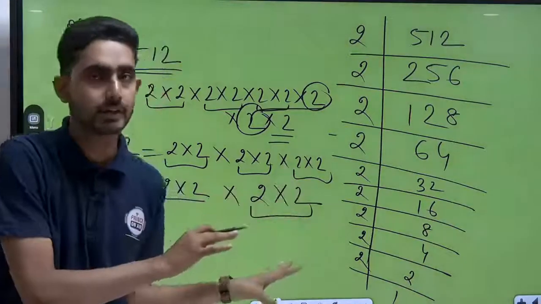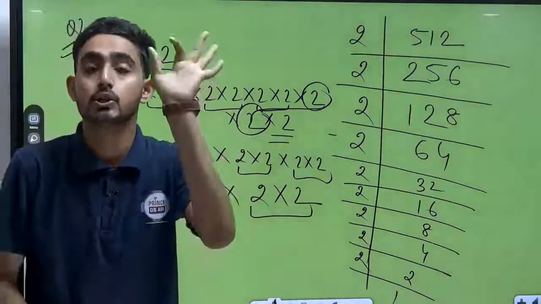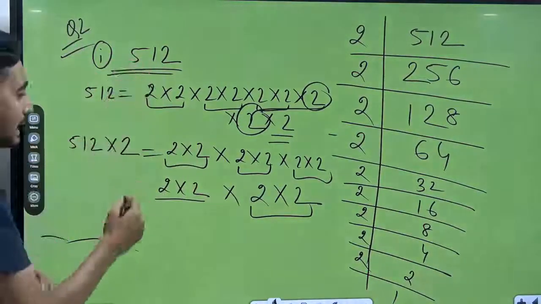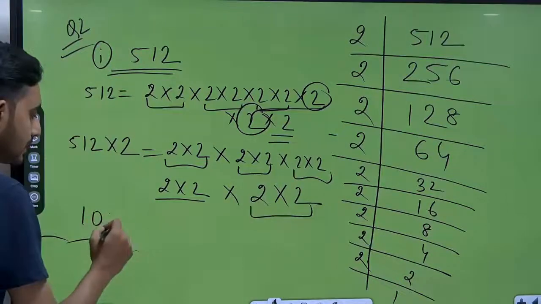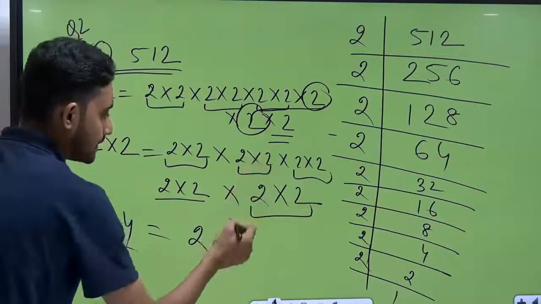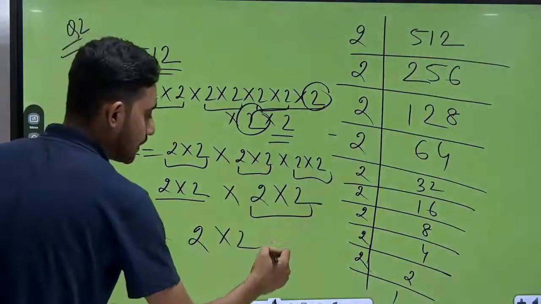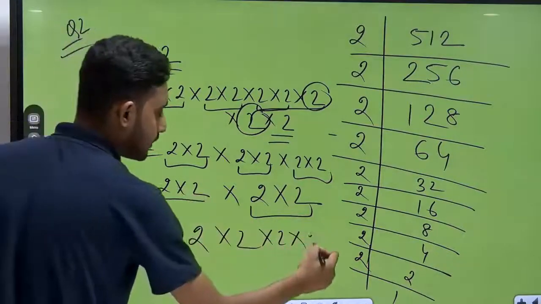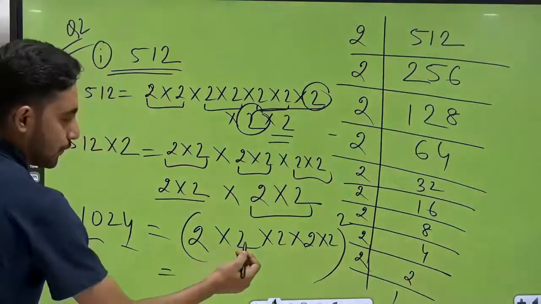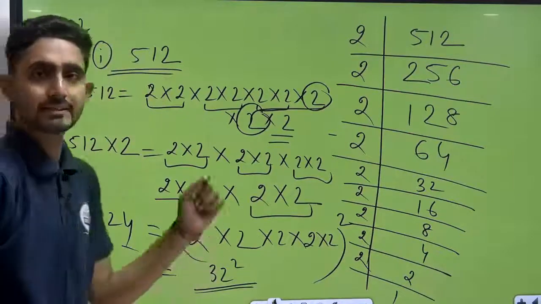You have to solve further, definitely, but what will the answer be? 2 is the smallest number. If you multiply with 512, then this will make 1024, and 1024 is the perfect square of which number? Let's see. 2 from this 2, 2 from this another 2, from this another 2, and last 2 whole square. So 2 2s are 4, 4 2s are 8, 8 2s are 16, 16 2s are 32 square. Done. So our answer will be only 2.